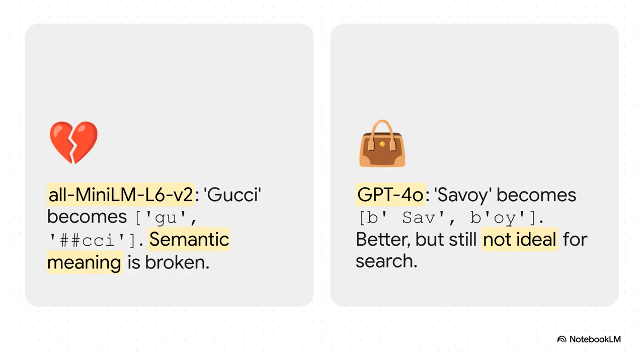And it's not just about typos. This happens with brand names, with technical jargon, you name it. Gucci gets split into ga and chi. Savoy becomes sav and oi. The brand identity, the very meaning, is just mangled.